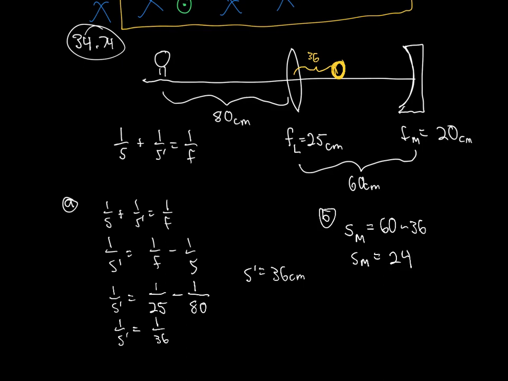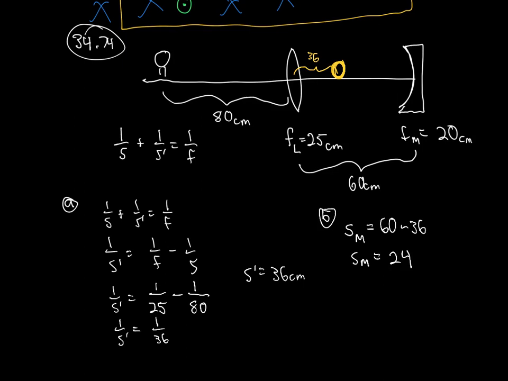What if I would have done this? What if the math would have worked out and the image distance was negative? Then it would be on the other side. Then my image would be over here, and I would do 60 plus 36. Same exact procedure. You're doing the same physics, you're just doing it over and over again.